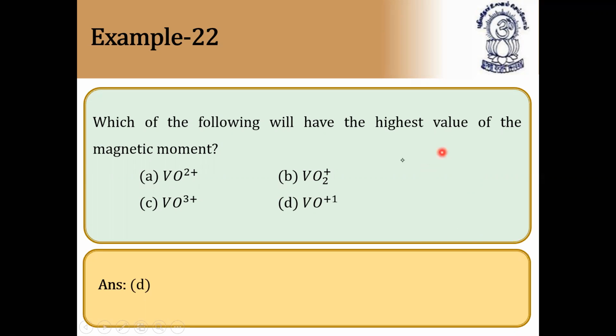Now let us see, this is the last question we have discussed. VO+ has the highest value of magnetic moment. Let us see the oxidation state of vanadium in VO+. Here x minus 2 is equal to 1, so x is equal to plus 3, which means 3 electrons are removed. So 3 electrons removed means the number of unpaired electrons will be equal to 2. So n is equal to 2 means it has the highest.